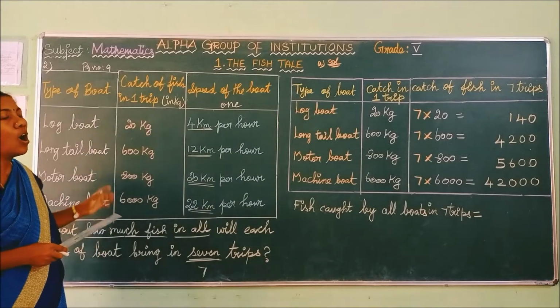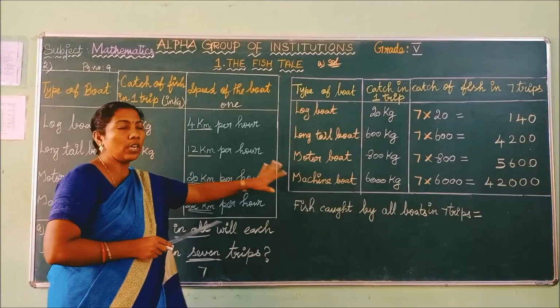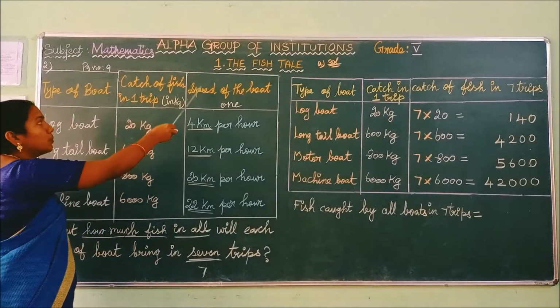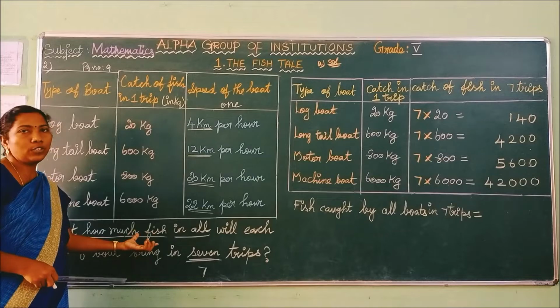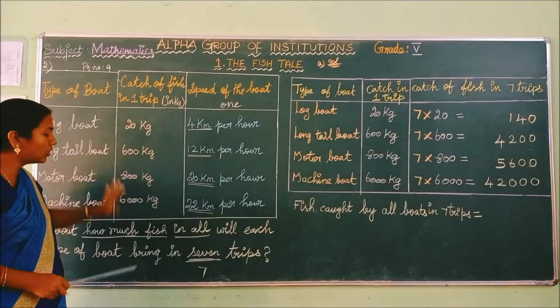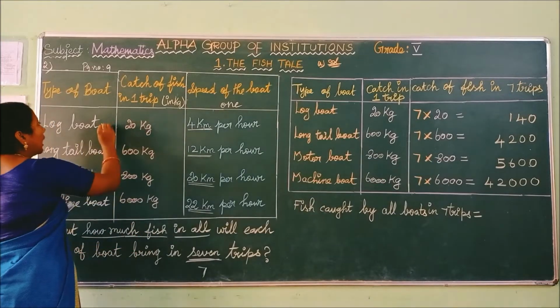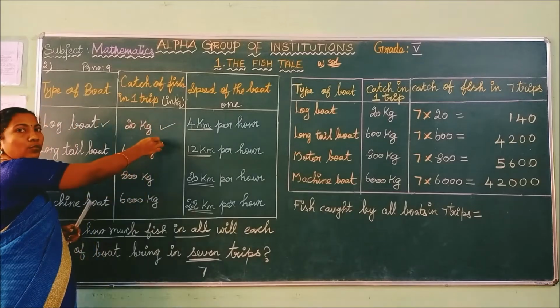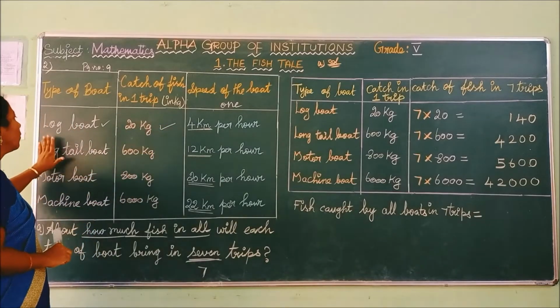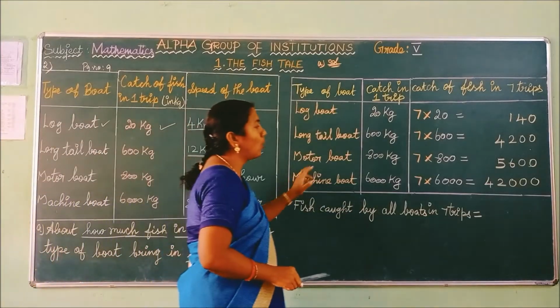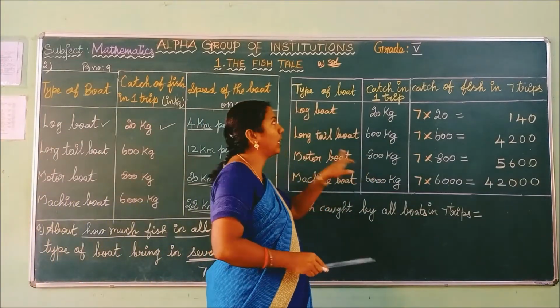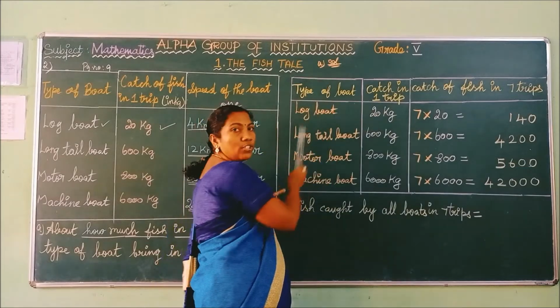Let us see how we are going to do this. See here, children, this is the speed of the boat. In the first question, they are asking only how much fish. So for this calculation, we need only the type of boat and the weight of the fish caught by each one. So we need these 2 columns only. In the solution part, we have to write the first 2 columns. So this is the solution for subdivision A.